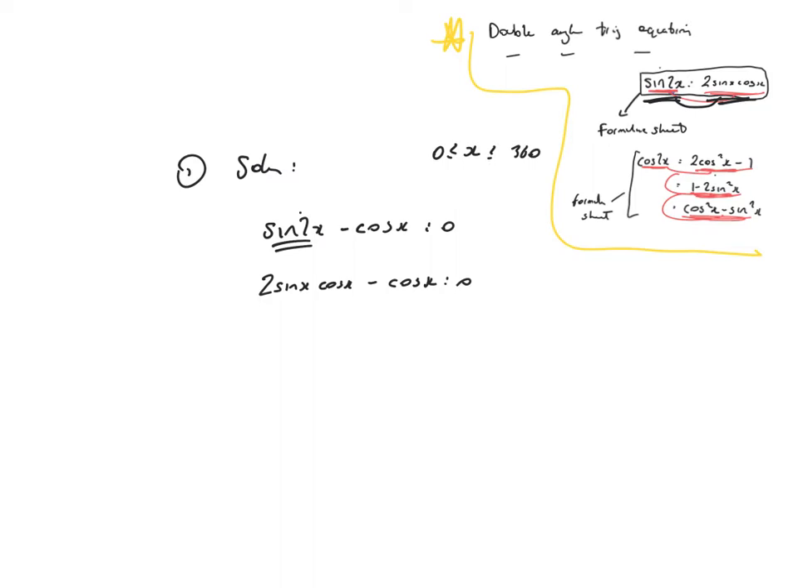Okay, now we can see here that we've got a common factor. We've got cos x and cos x here, so what we could do is take out a common factor. The highest common factor there is cos x. Cos x multiplied by what gives me 2 sine x cos x? Cos x multiplied by 2 sine x. And then cos x times what gives me cos x? Well, that'd be a 1, and there's that minus in the middle. So what we've got now is that this is equal to 0.